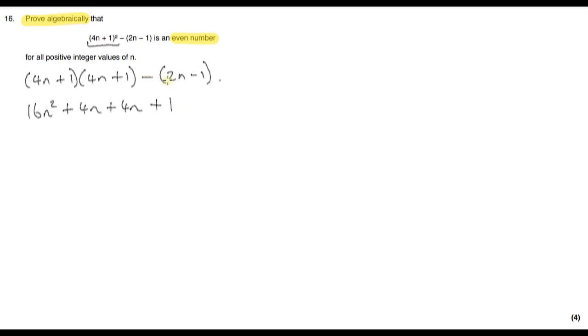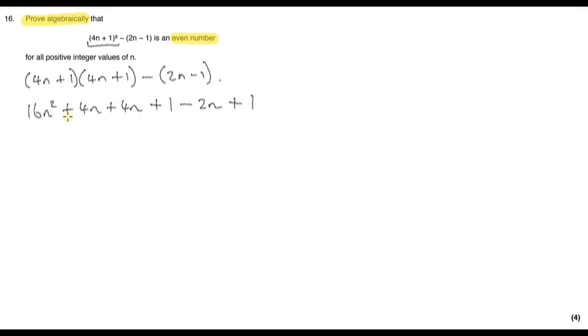And then I'm going to expand this bracket. So we've got negative times 2n, that's negative 2n. And then we've got a minus negative 1, that's plus 1. So this bit here, a lot of people slip up on, is they'll just write minus 2n minus 1. But we're subtracting the 2n, and we're also subtracting the negative 1, which is where we get the positive 1.